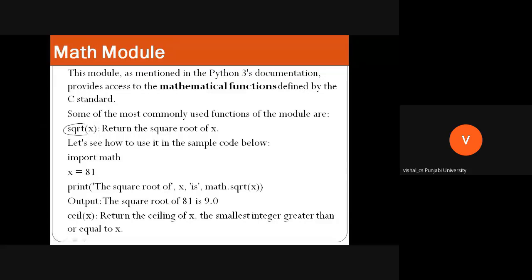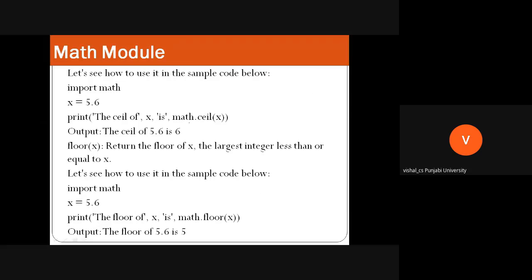Then the math module. So you have sqrt, right? Then ceil, floor, and so on. Here you are importing math, and you are calling math.sqrt, passing some value, and it is returning you the result. Ceil returns the ceiling of x, the smallest integer greater than or equal to x. So how to use it? Import math, and then math.ceil, and within it you are passing parameters.